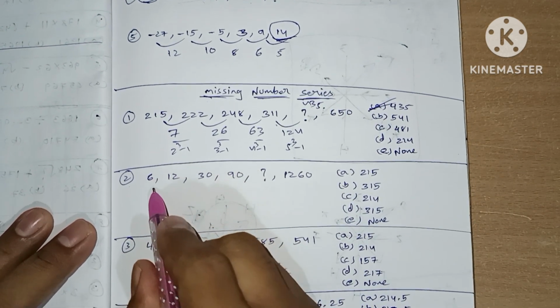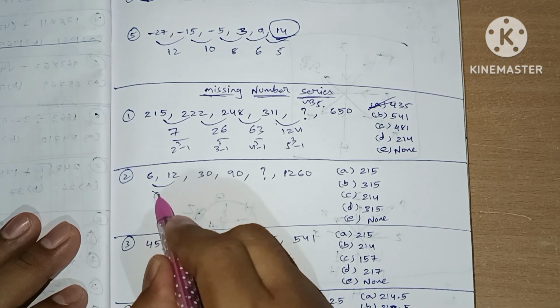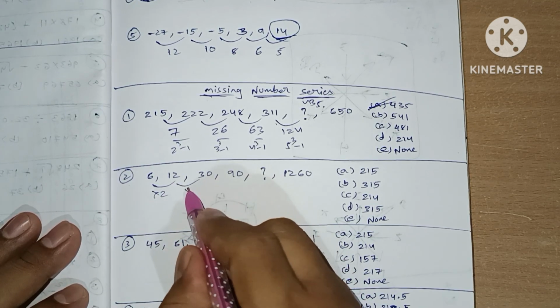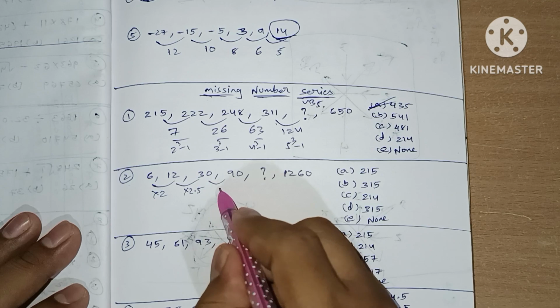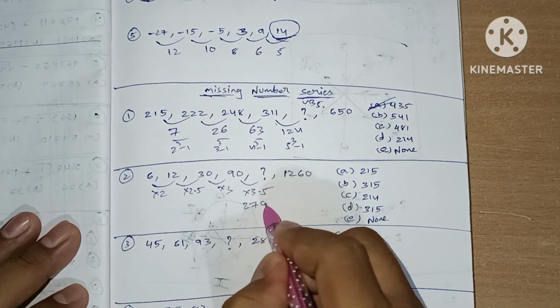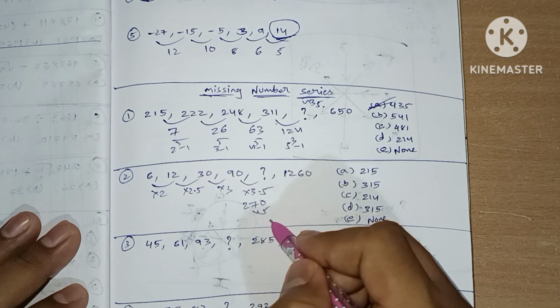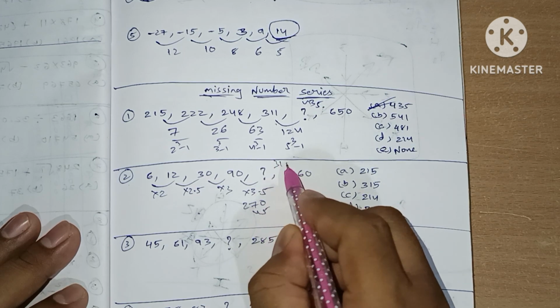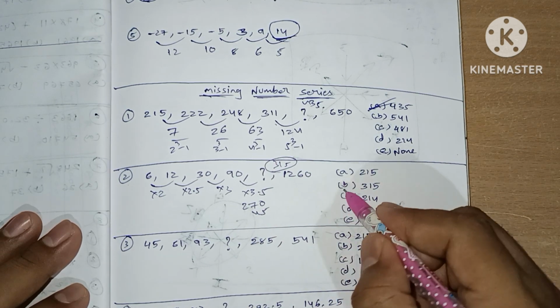Next, second question. Here we see this is into 2 times. It is into 2.5 times. This is into 3 times. So it must be into 3.5 times. 90 times 3 is 270 and half of this one, 45, which will be 315. So answer will be 315, option B.